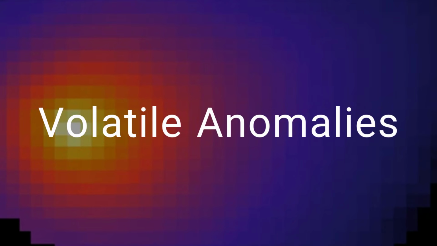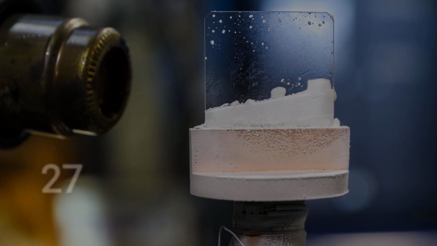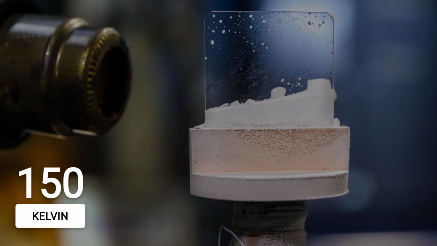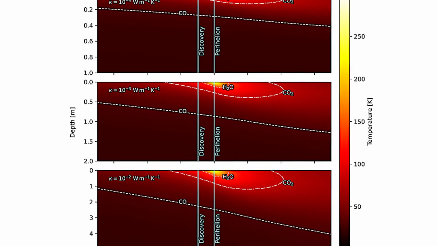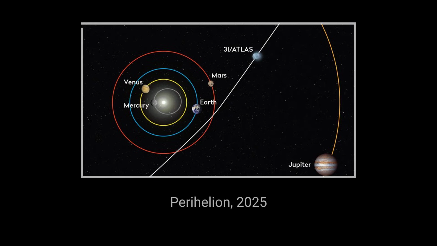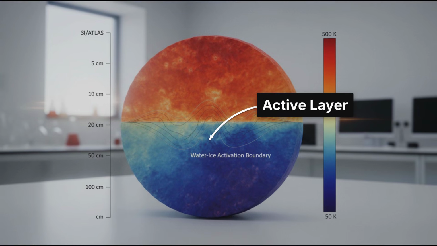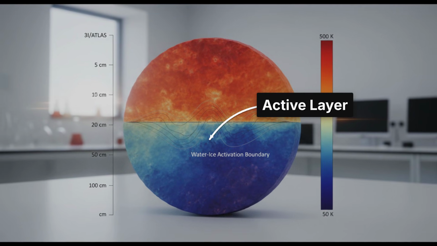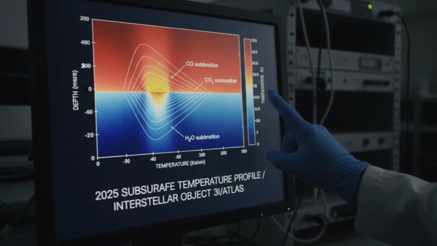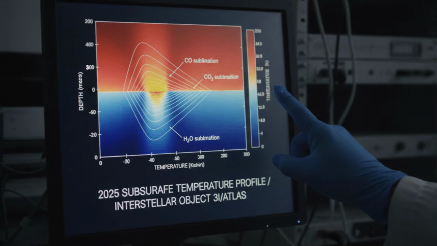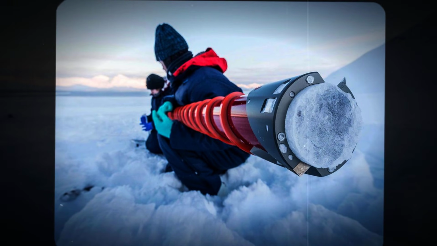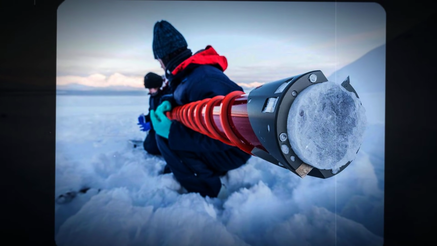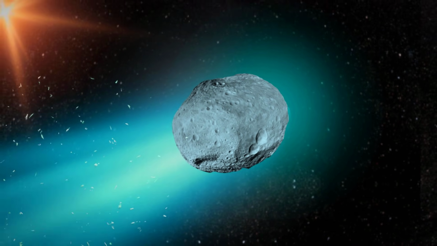As 3I Atlas draws closer to the Sun, the heat map reveals a striking pattern. Water ice requires temperatures above 150 Kelvin to sublimate, and it only becomes active in the very top layers of the surface. Even at perihelion in late October 2025, the thermal model shows that this activation is limited to the upper 15 to 20 centimeters. Beneath this shallow zone, temperatures remain well below the threshold needed for water ice to turn into vapor. The deeper subsurface stays cold and undisturbed, preserving its original state despite the rising solar energy at the surface.